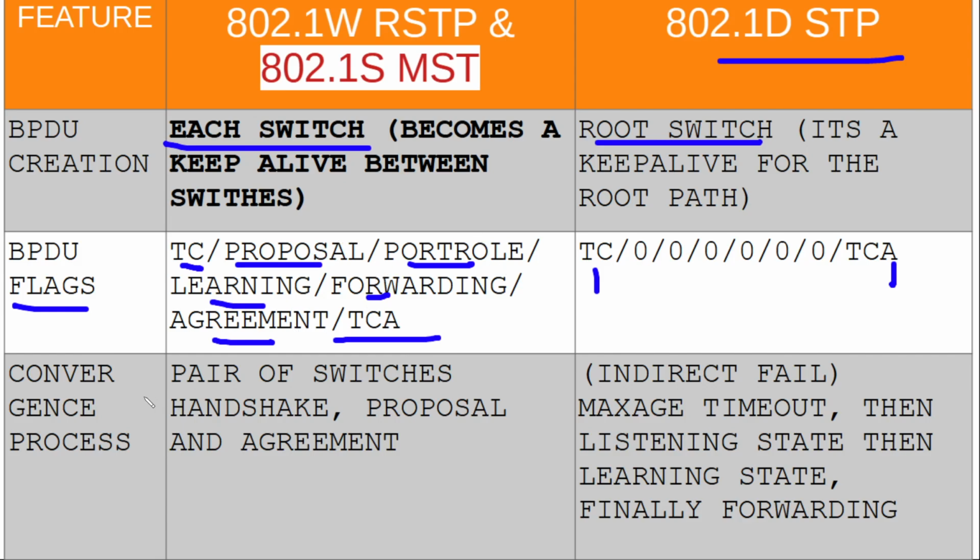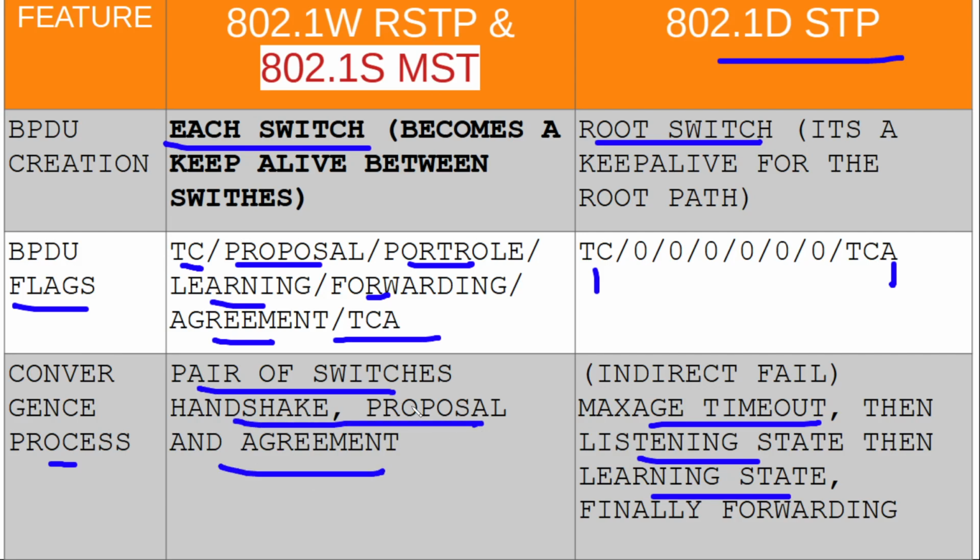When it comes to convergence process, the original spanning tree protocol uses max age timeout and listening state, learning state, and so on, transitioning the states. Whereas with rapid spanning tree protocol, we use a pair of switches, handshakes, proposals, and agreements.